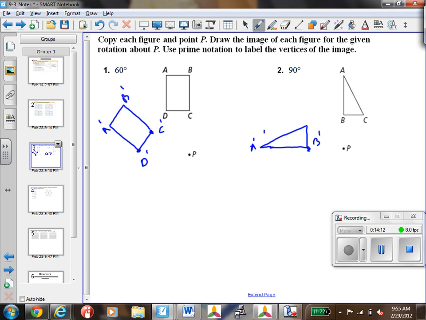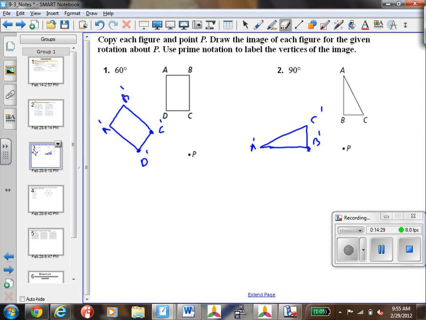Okay, 90-degree move. I don't know what I'm doing with this ruler on the board, but I like the fact that you can do that. Oh, no, it didn't work at all. I just know I do a big old line. And now you've got 2 prime marks there. And then this would be C prime.